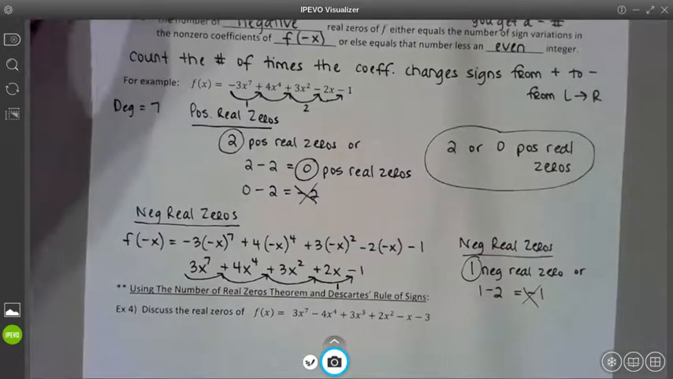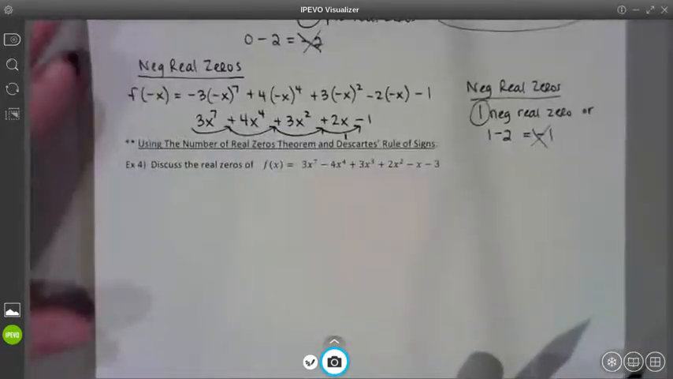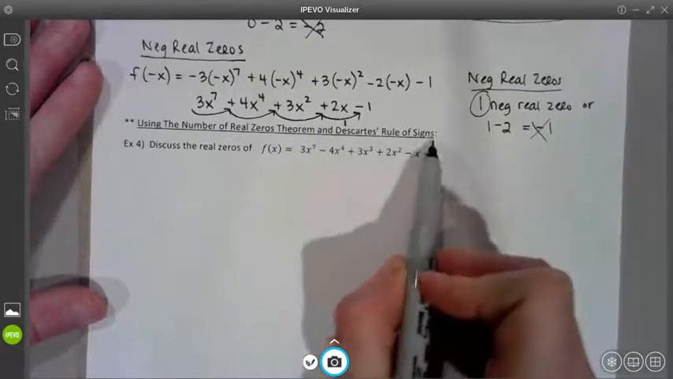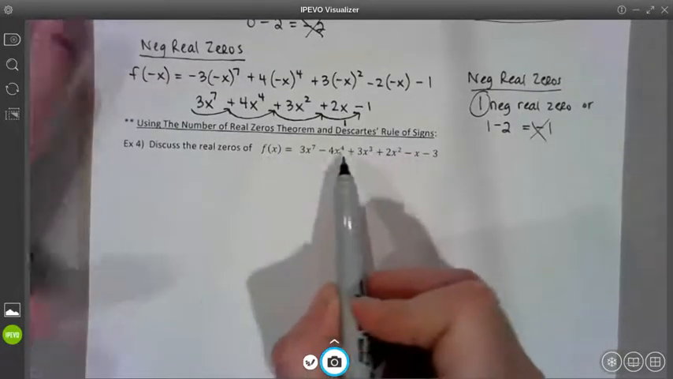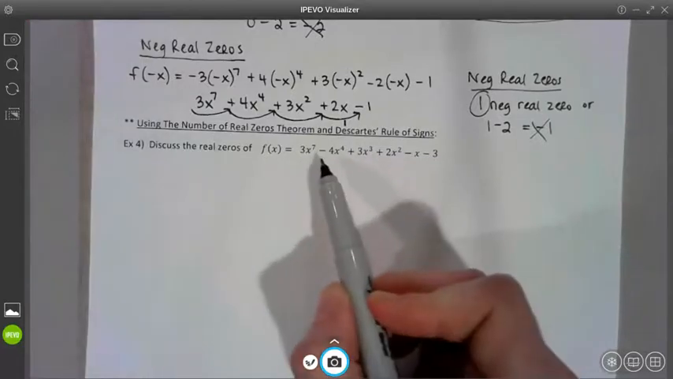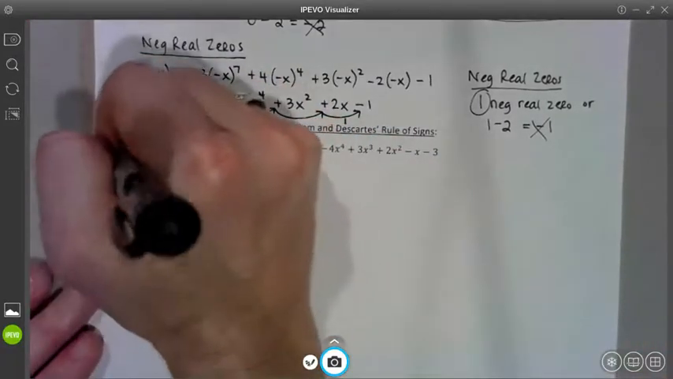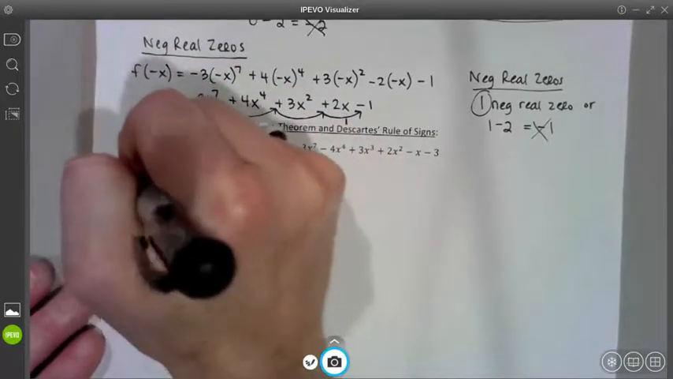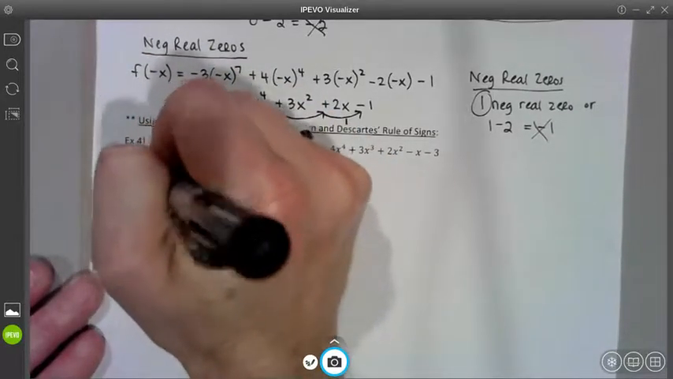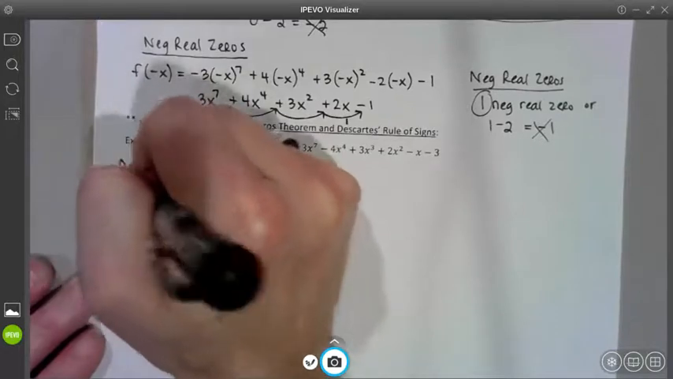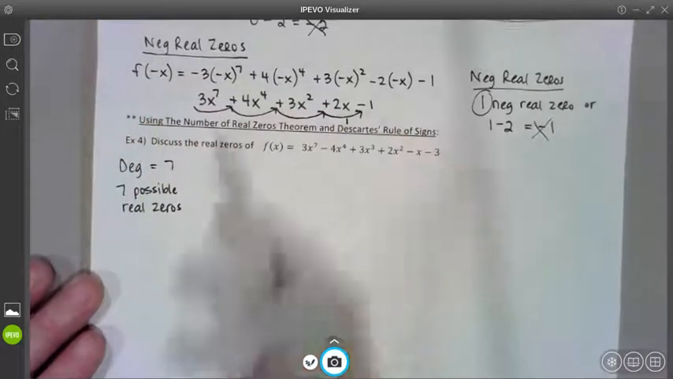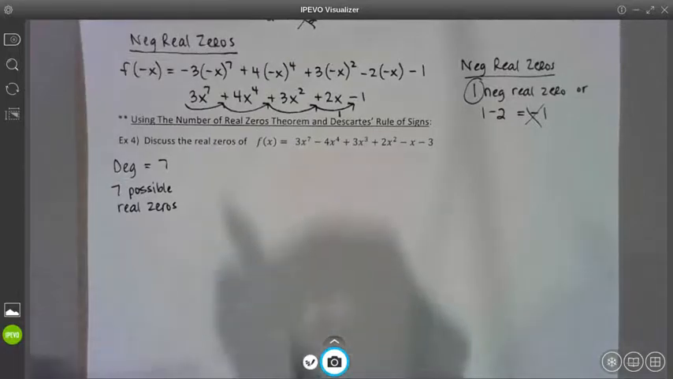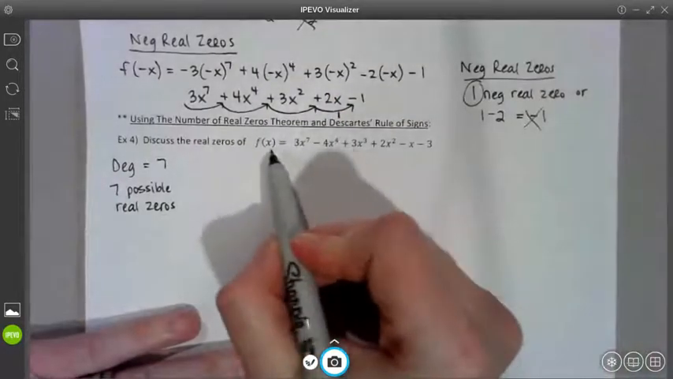Okay. All right, let's try it again. All right, one more time. All right, so using the number of real zeros theorem and the Descartes rule of signs, discuss the real zeros of this polynomial. Well, it's a degree 7, guys, right? So if it's a degree 7, we know again that it has the possibility of having 7 real zeros. Out of those 7 possible real zeros, how many of them could be positive and how many of them could be negative? Let's do the positive ones first because that's just the same original function.